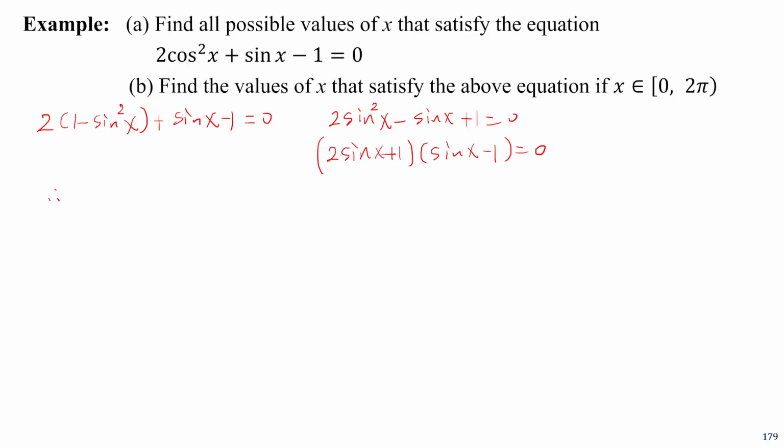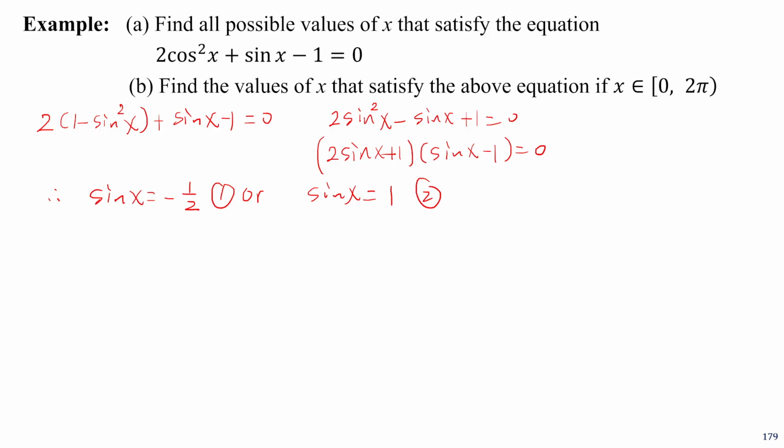Therefore, we have 2 solutions. Sine x is either negative 1 over 2, or sine x can also be positive 1, right? Then we can consider them separately, so we label them as 1 and 2. So according to expression 1, that means x is an angle such that sine of that angle equals negative 1 over 2. So can you find such an angle in, for example, 1 period first? Then we can express all the angles by adding 2k pi, right?